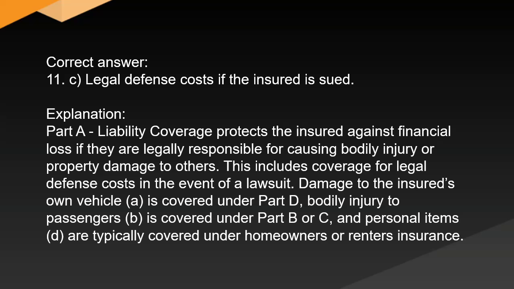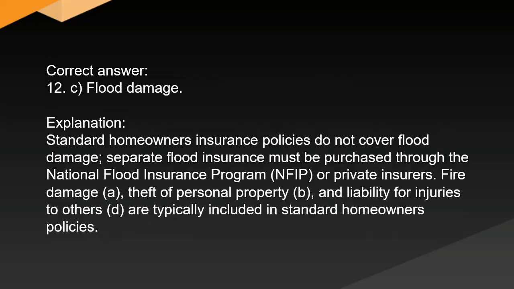Damage to the insured's own vehicle, A, is covered under Part D. Bodily injury to passengers, B, is covered under Part B or C, and personal items, D, are typically covered under homeowners or renters insurance.